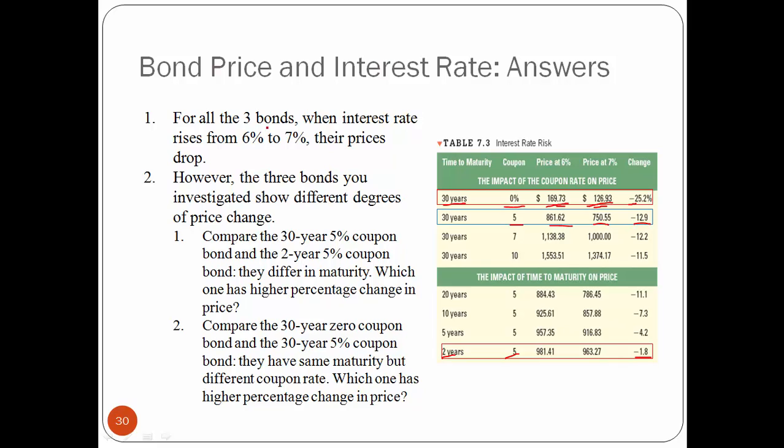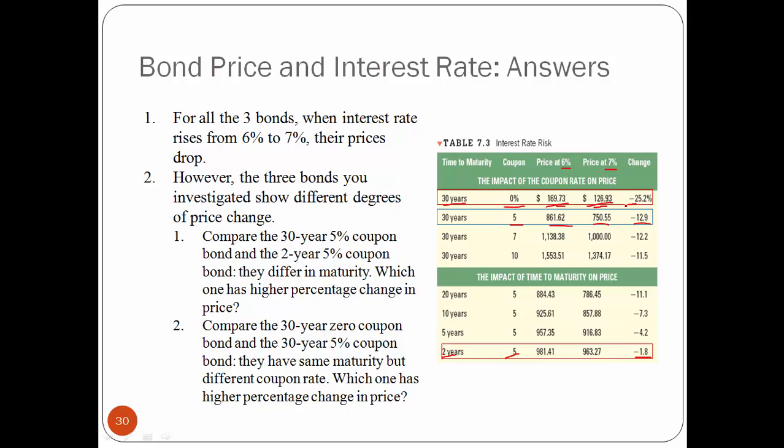First of all, for all these bonds, when the interest rate goes up from 6% to 7%, you notice that for all of them, the prices drop. So that's why we say there is a negative relationship between bond price and interest rate, or say the market interest rate. Market interest rate goes up, bond price would drop, and market interest rate goes down, bond price actually will go up.